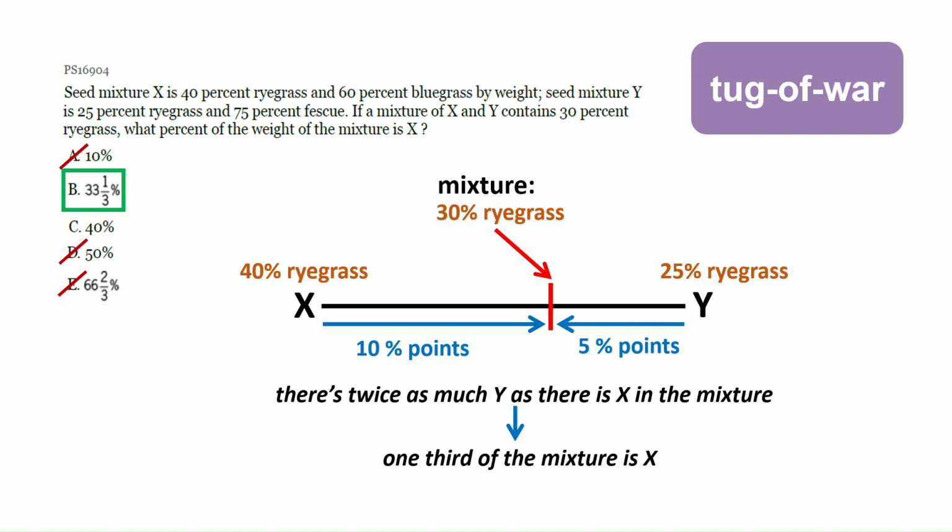To conclude, this tug-of-war method involves sketching out the information and noting the distances between the different percentages. The key point is that these distances are proportional to the composition of the mixture. Thinking about who's winning the tug-of-war helps me be clear that the 10 percentage points relates to Y, and the 5 percentage points relates to X. With a little practice, this method is almost certainly faster and safer than making equations. And notice how I was able to use it to eliminate some answers even before I made any calculations.